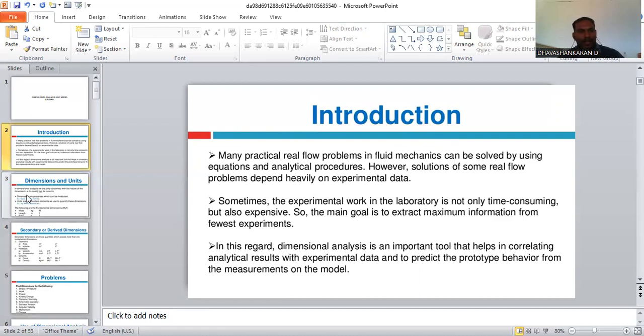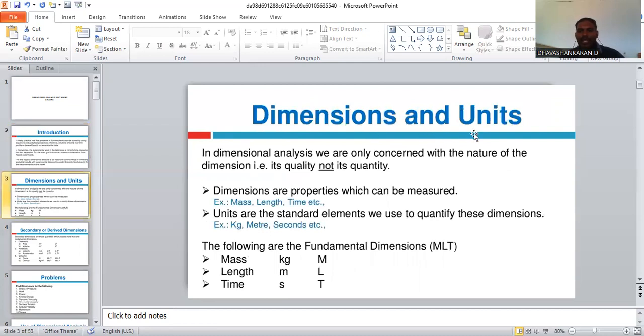Next slide. I have shown the dimensions and units. How do we calculate the dimensions and units? In dimensional analysis, we are concerned only with the nature of the dimension, its quality, not its quantity. Just imagine the size being reduced to some scale. As with the prototype and model, we can convert the size based on the scale ratio into the model.